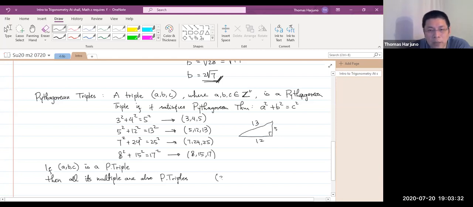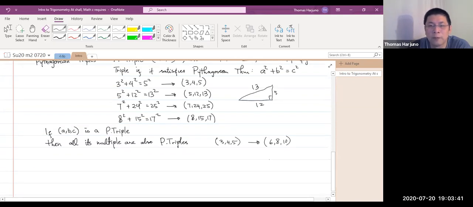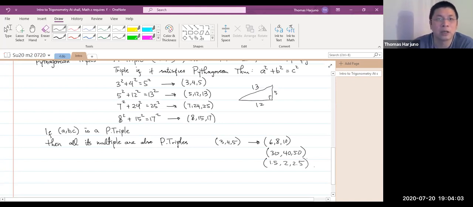Because, for example, 3, 4, 5 is a triple, then if you double it, 6, 8, 10 is also a triple. Okay. If you multiply by 10, it's also a triple, or you multiply by 100, also a triple. Or even you divide by 2, that's also a triple. Okay, now that's the good thing about these Pythagorean triplets.